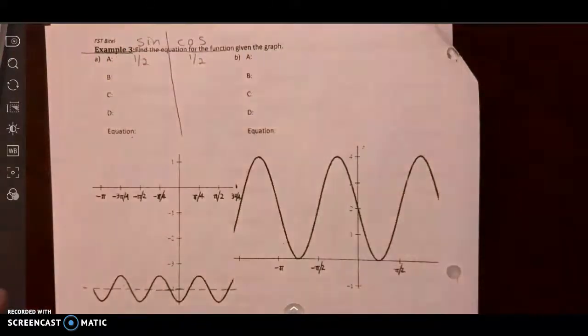They're always the same. I'm always going to assume that my amplitude is positive. I'm not going to look at my negative sine or cosine. I'm just always going to assume that my amplitude is positive when I'm looking at these graphs. All right, so I've drawn my axis. I'm going to go ahead and label those key points.